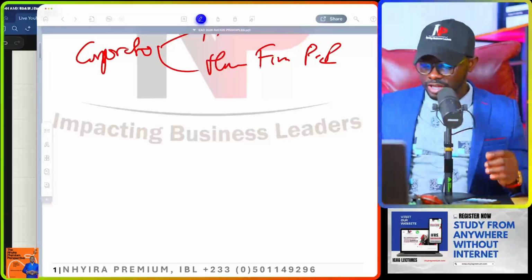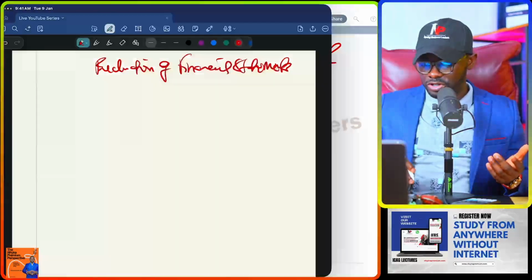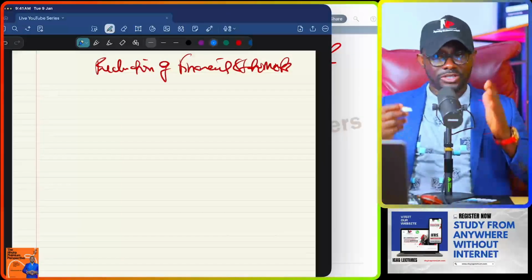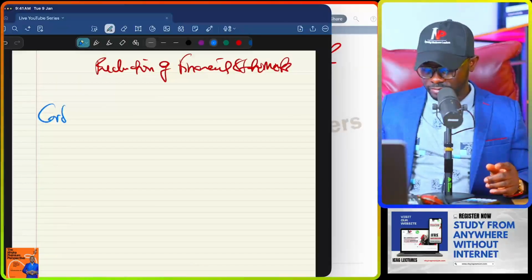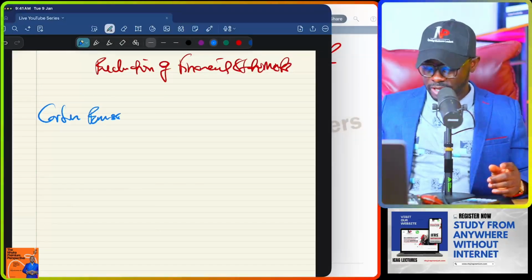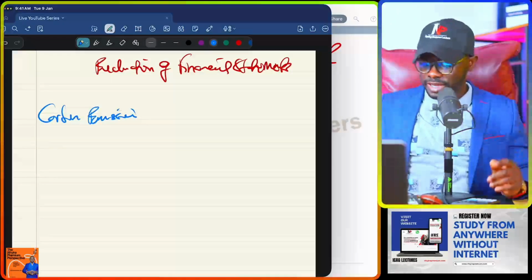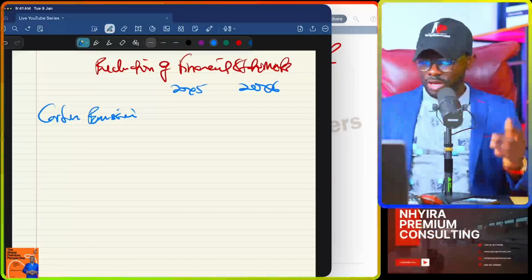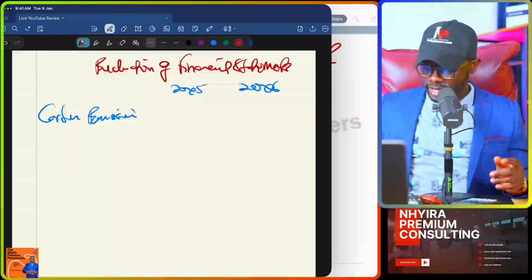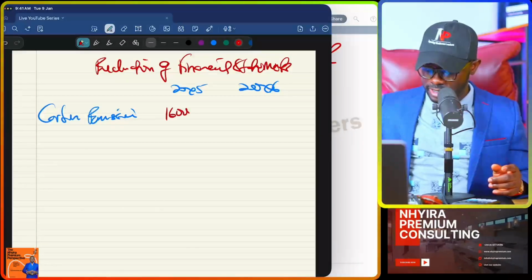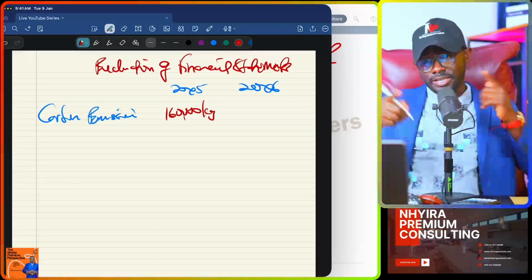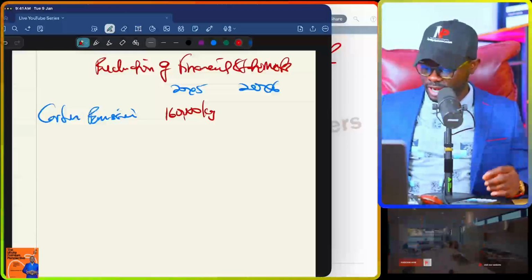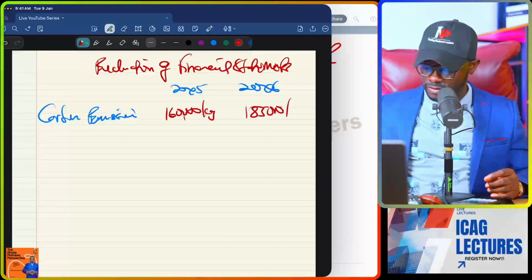And the treatment here is pretty simple. For instance, if we are dealing with environmental issues, we can have, say, carbon emission. So when it comes to carbon emission, we can say 20x5, 20x6. Last year, the entity did maybe 160,000 kilograms. Then this year, 20x6, which is the current year, the entity is doing 185,000 kilograms.